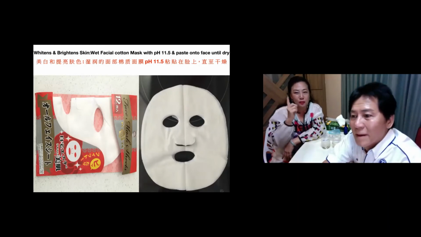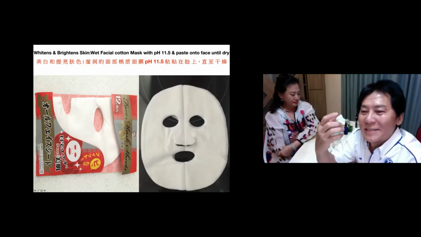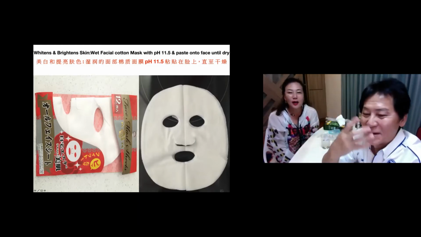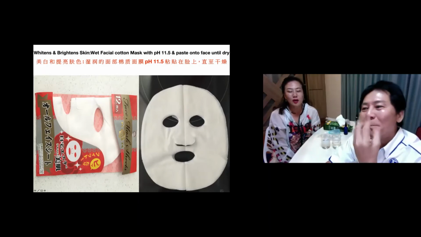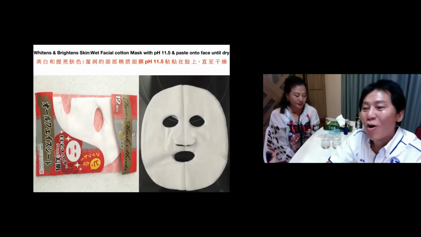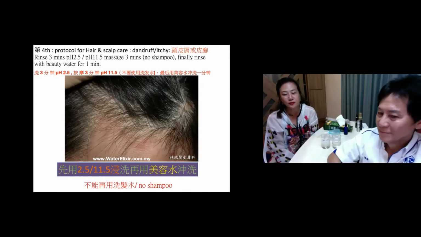Your wrinkle is gone, because it's moisturizing your skin by using Beauty Water. Okay? Very effective. My sister, the face very dark, now become very fair. She loves it. She does it every night. You don't need to use so many cosmetics or bleaching, because of the anti-inflammation, right? You try it and you will know. How about this? This is powerful. Scalp.